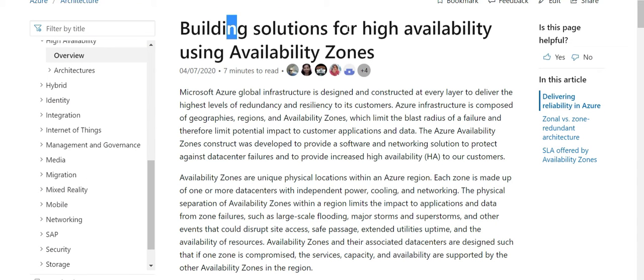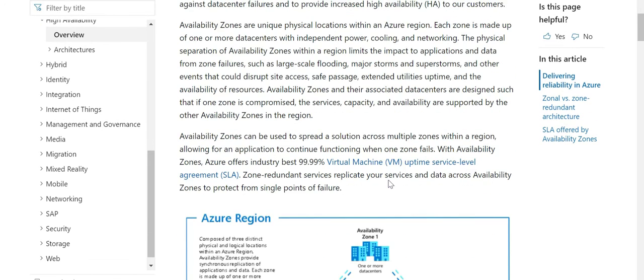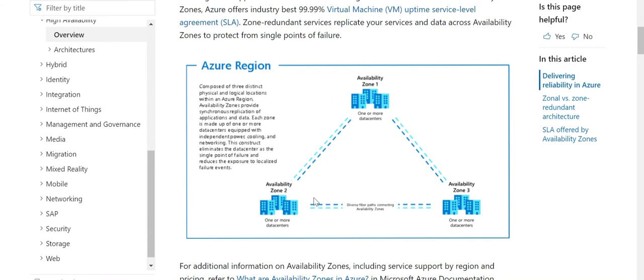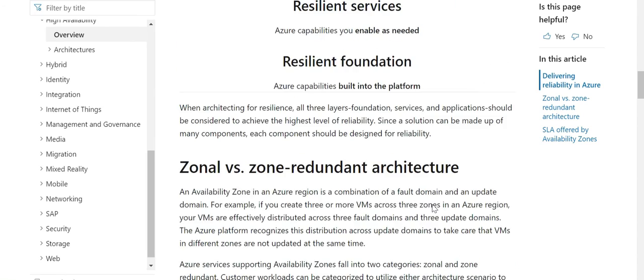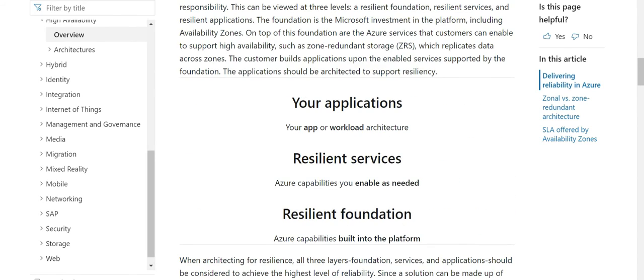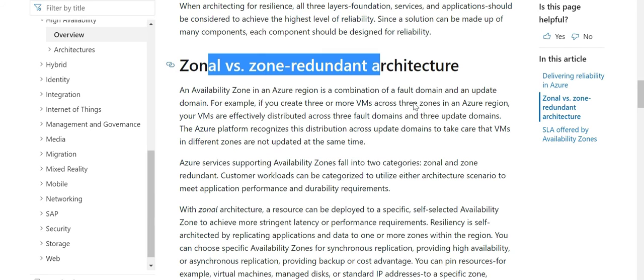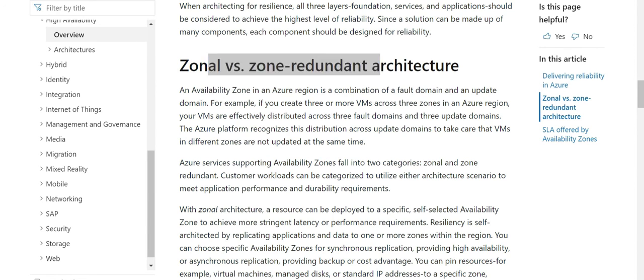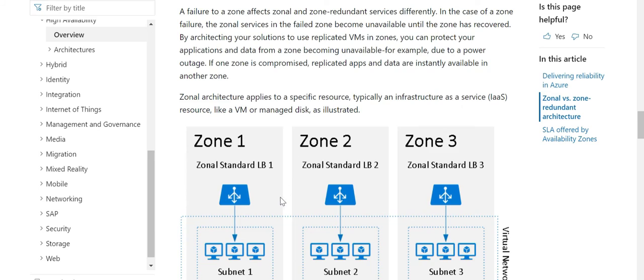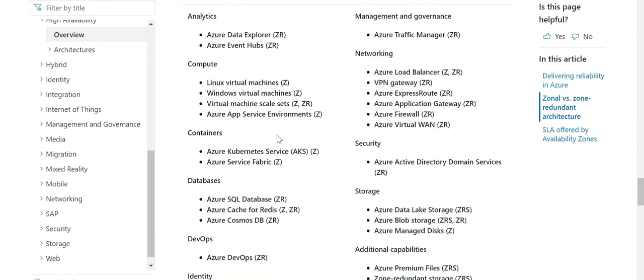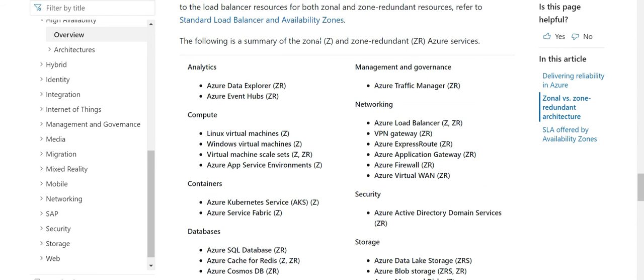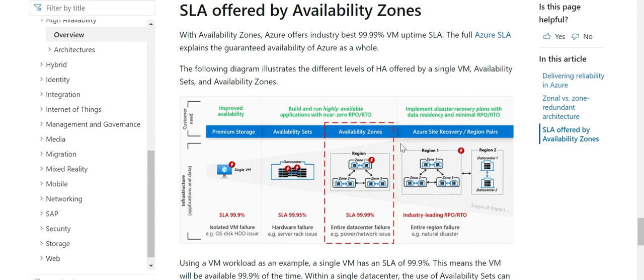That means you are building solutions for high availability using AZs. You need to understand what the regions and AZs concepts are and how you do a multi-AZ deployment, multi-region deployment, and delivering reliability in Azure. How do you do that? How do you make your application resilient? Okay, and zonal versus zone-redundant architecture. So using the zonal architecture, you will understand the concept of how to do a multi-AZ deployment, and then you also understand the summary of zonal and zone-redundant Azure services, and different SLAs offered by the AZs.